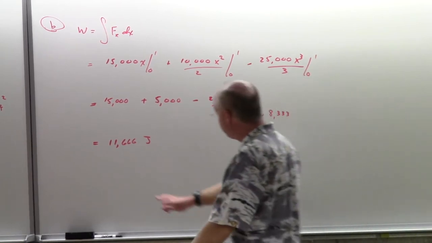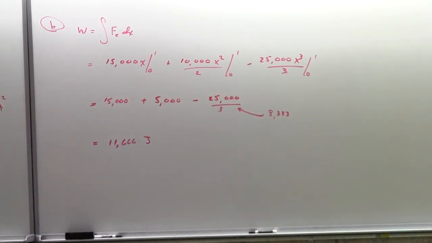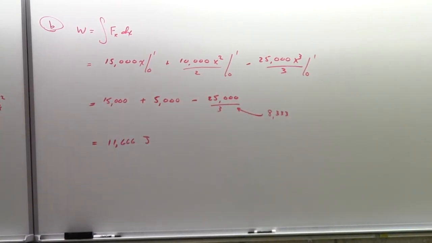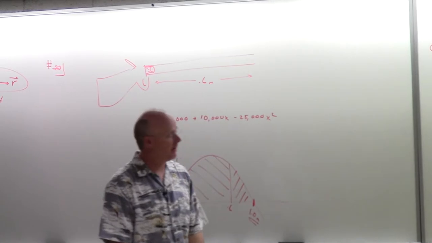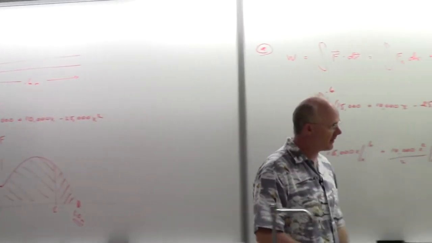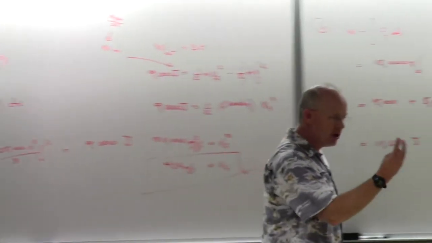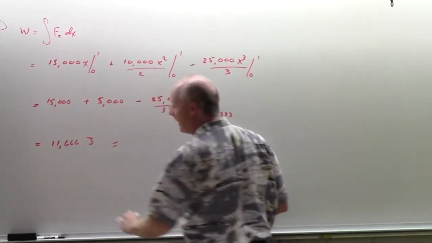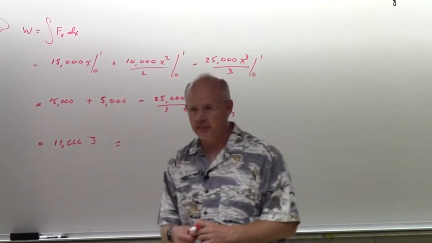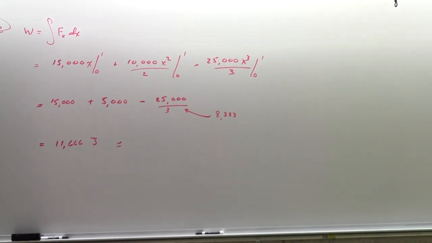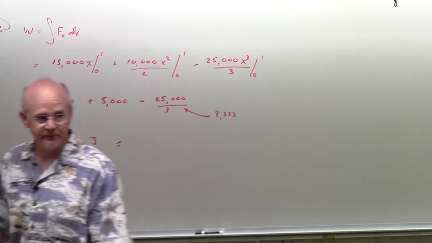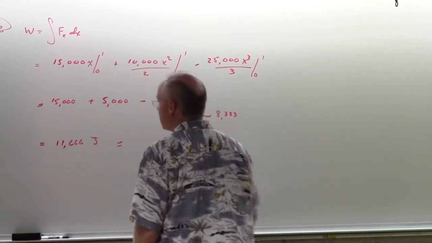And then definitely, yep, that work is more than this one. And it's the most you're ever going to get out of this. This would be then pulling in the rest of this. There's the total amount of work. So 11,666. Now, again, your author doesn't ask it, but why don't I add to this problem? Since it's not about doing the problem, it's about learning to solve the problems. What now would be the speed of the bullet?